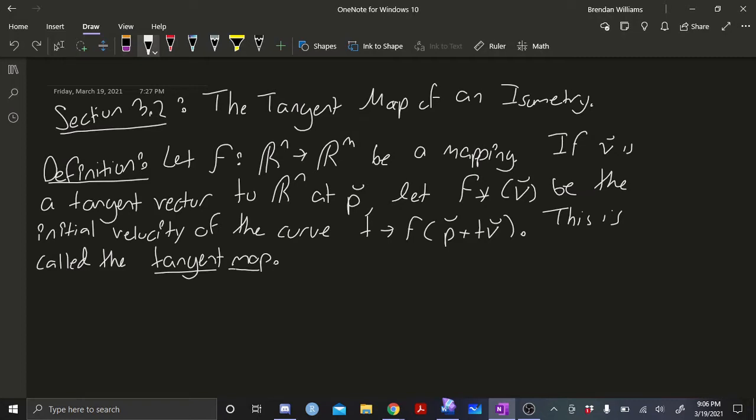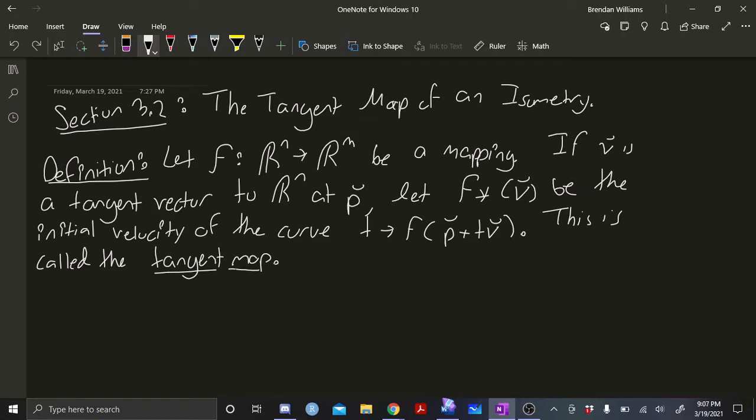So we're going to start with a reminder of the definition of a tangent map. Let f: Rn to Rm be a mapping. If v is a tangent vector to Rn at P, let f star v be the initial velocity of the curve t to f of P plus tv. This is called a tangent map.